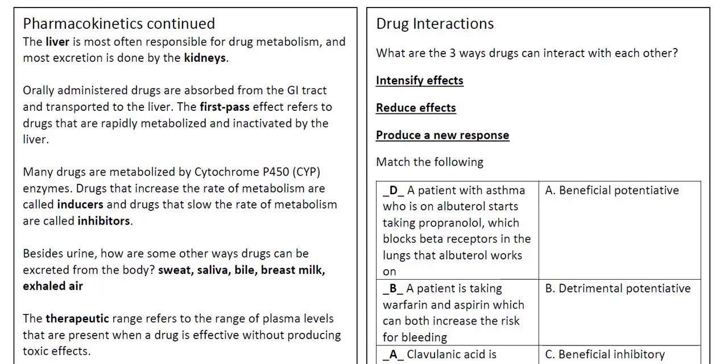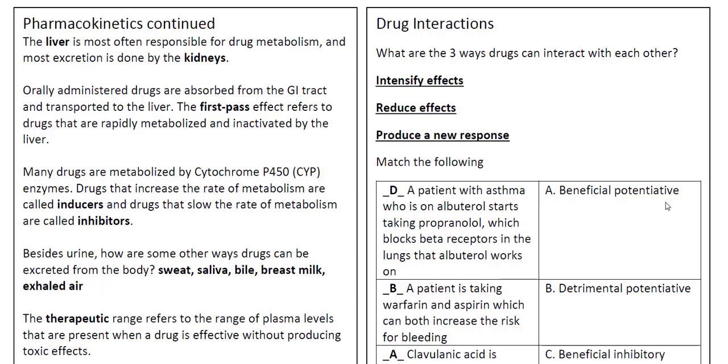Drugs that increase the rate of metabolism are called inducers, and drugs that slow the rate of metabolism are called inhibitors. If the metabolism of a drug is induced, it means it'll be broken down quicker, and the dose would need to be increased to have the same effect. If the metabolism is inhibited or slowed down, that can lead to drug accumulation, which can increase toxicity and adverse effects.